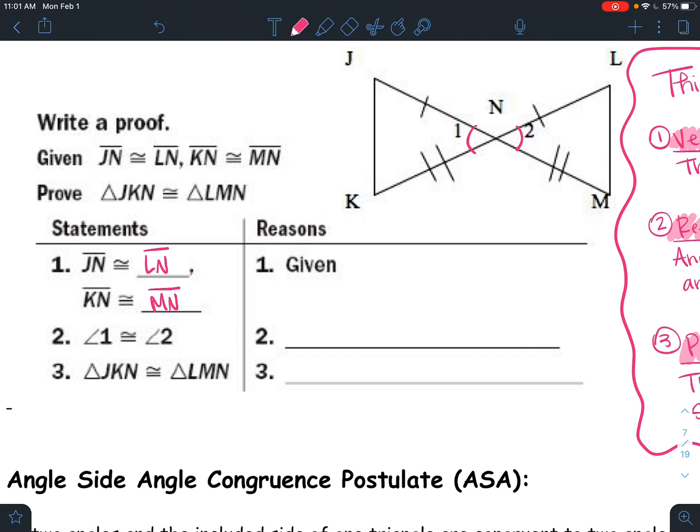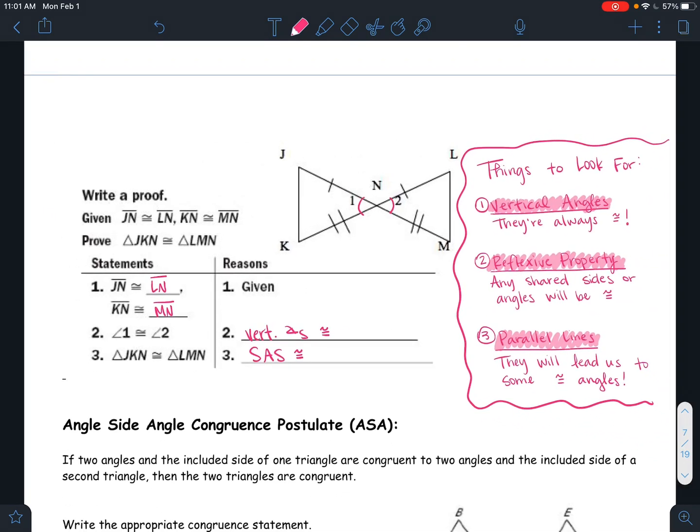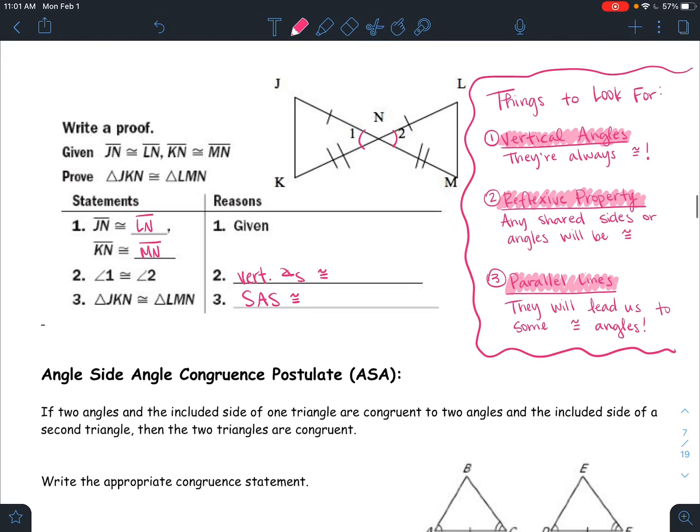So these are vertical angles, and we know from our vertical angle postulate that vertical angles are congruent. So our triangles then are congruent by side, angle, side congruence. Two sides and the included angle of one are congruent to two sides and the included angle of the other.